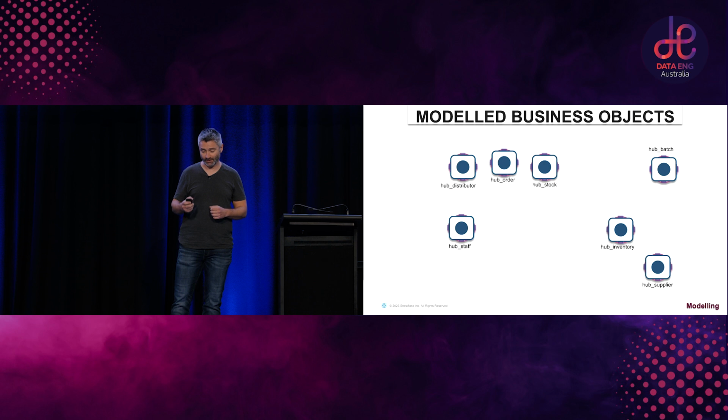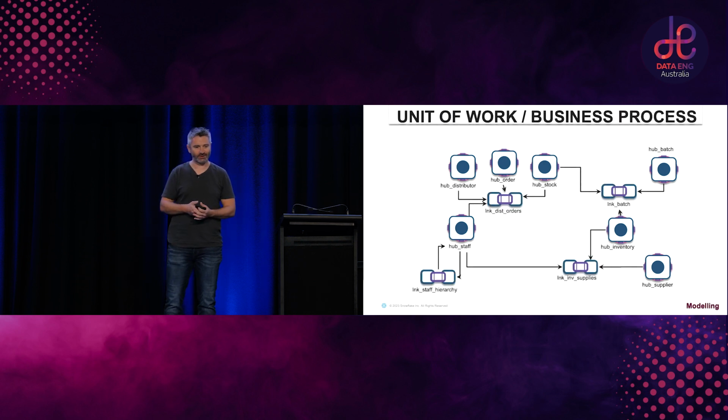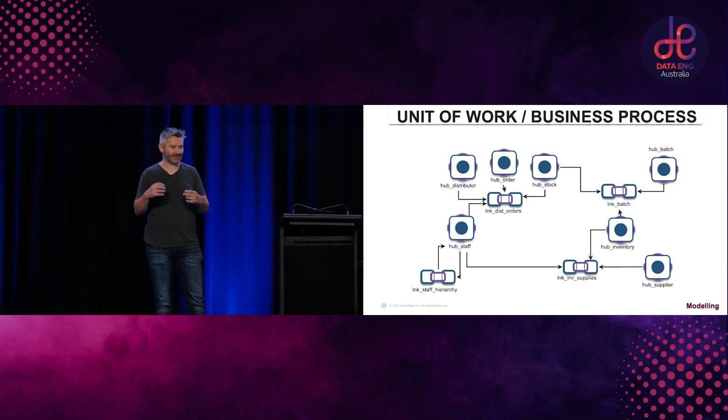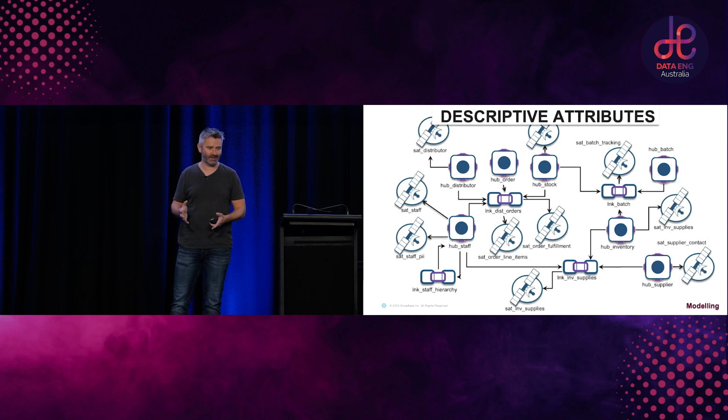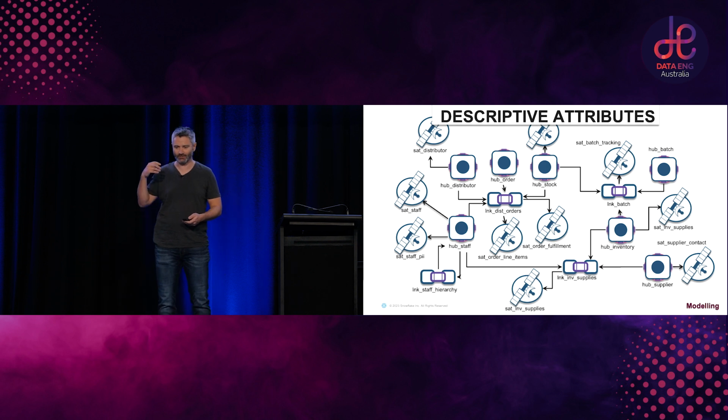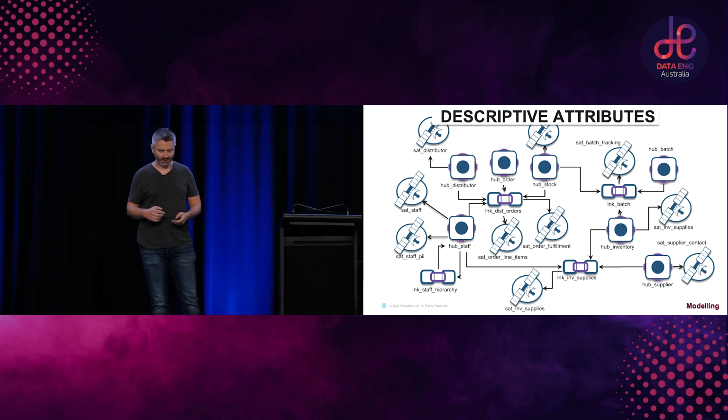And those business processes are then tracked with those link tables. That's the interaction, the transactions that happen between business objects. And then we can extend that with the satellite tables, which track the change information about those business objects and relationships, right? So you can already start to see there's going to be a lot of tables that you end up joining.